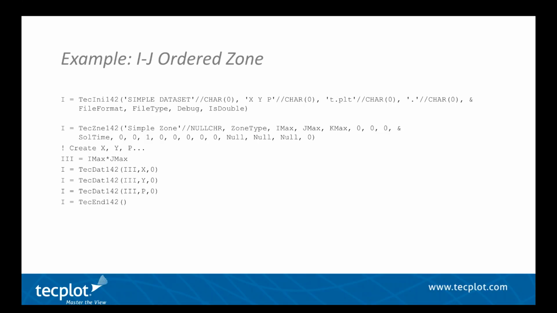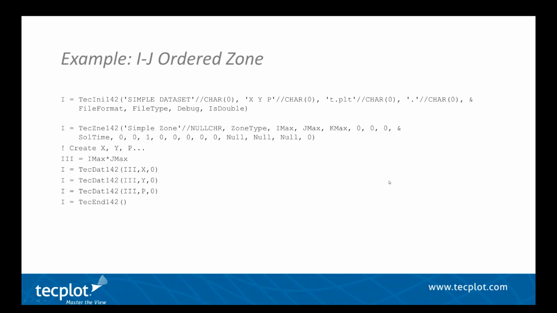The next string contains the variable names. You can see we have 3 of them there, x, y, and p. The next parameter is the output file name, t.plt, which may give you a clue that we're outputting the older .plt format this time. The next parameter is the temporary directory where temporary files will be written to. Then we have a few named parameters where you can't see what we've set them equal to, but file format is going to be 0. That directs TecIO to output the .plt format.